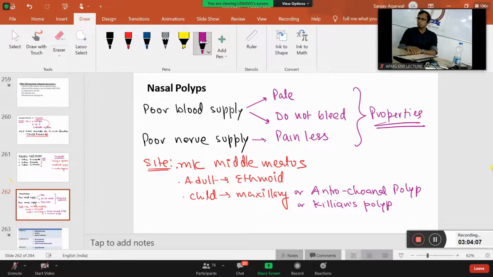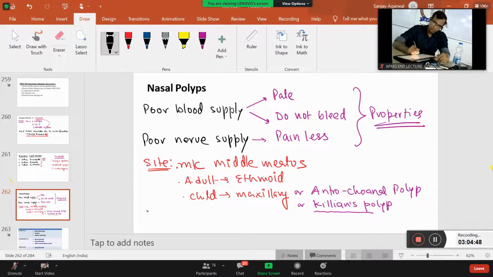You should remember Killian's dehiscence. Remember? Killian's dehiscence between which two muscles? Raise your hand. Who knows? Who can say? This is cricopharyngeus and thyropharyngeus, right? Both are part of the inferior constrictor. There a diverticulum forms. Which one? Zenker's diverticulum. Right. This is Killian's polyp, maxilla.